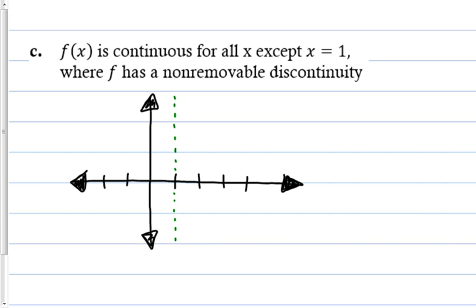And if that's the case, then let's say that my graph looks something like this. It is non-removable. It's actually an infinite discontinuity, and my function is actually continuous everywhere except for x equals 1. Okay, that's it.